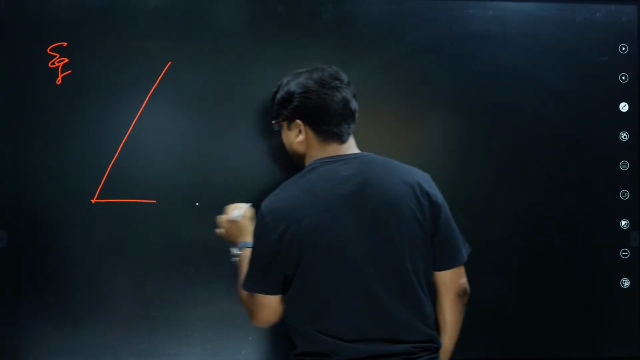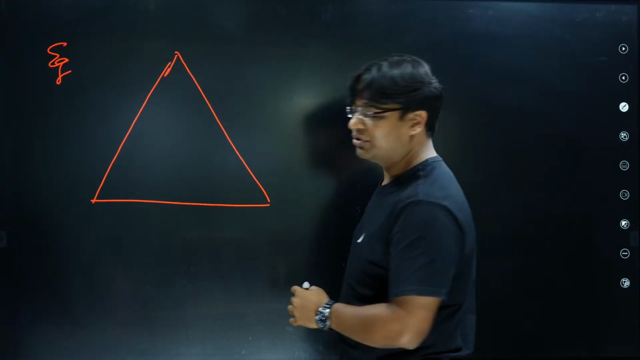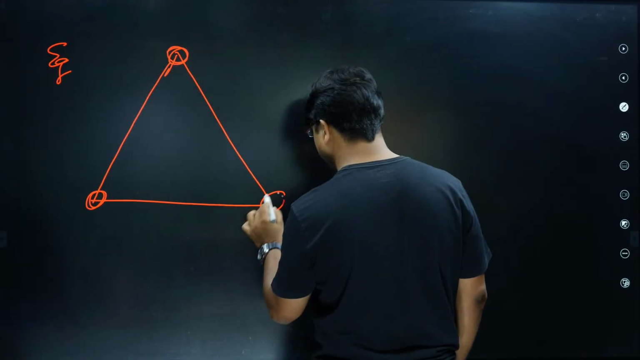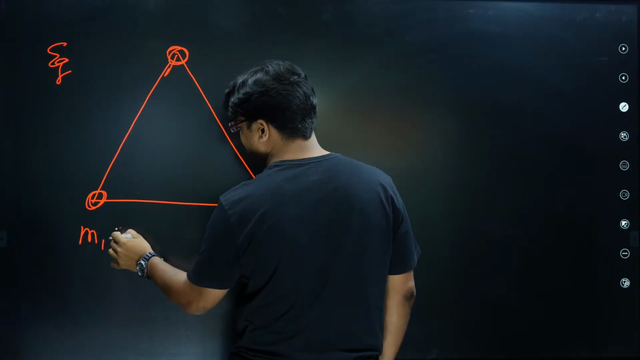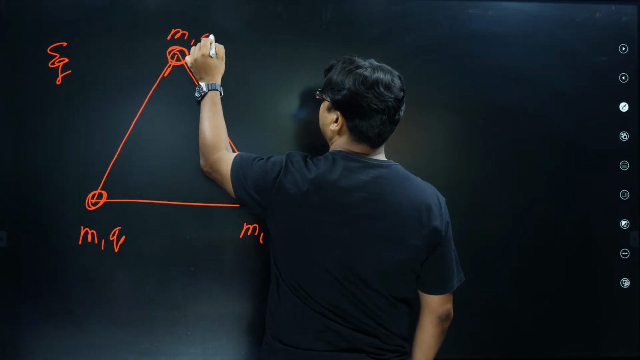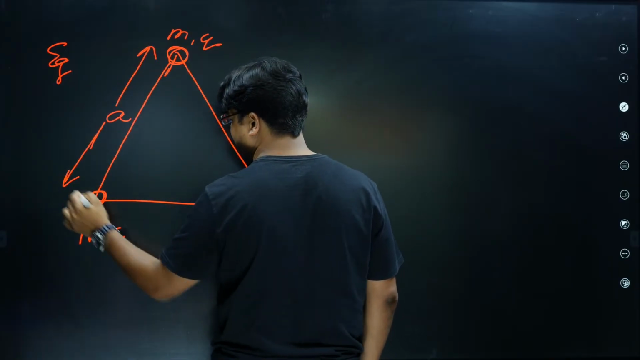There is an equilateral triangle. Does it look like an equilateral triangle? Yeah, more or less. At the vertices of the equilateral triangle, there are three identical particles kept: mass m, charge q, mass m, charge q, mass m, charge q, and the side length is a.